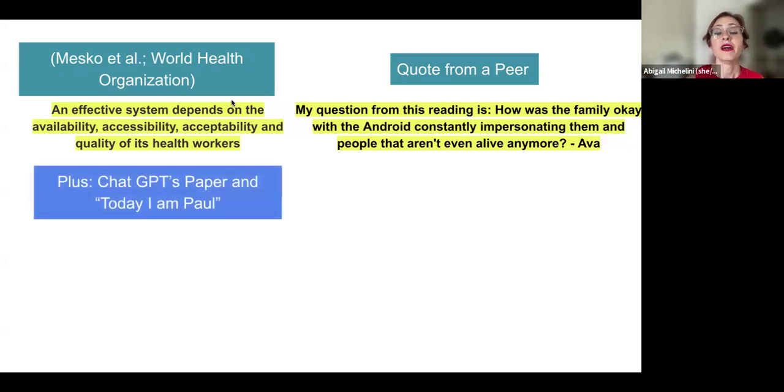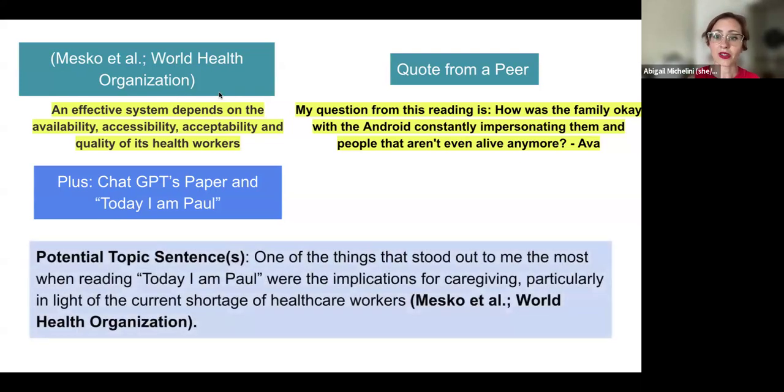All right. Plus, I need to make sure that in my paper, I am also critiquing ChatGPT's paper. So I got to talk about that. And I got to talk about Today I Am Paul. So you're actually doing a pretty complicated balancing act here of juggling many different sources: a secondary source, a peer quote, ChatGPT's paper, and the text itself. So make sure that you have all of those.